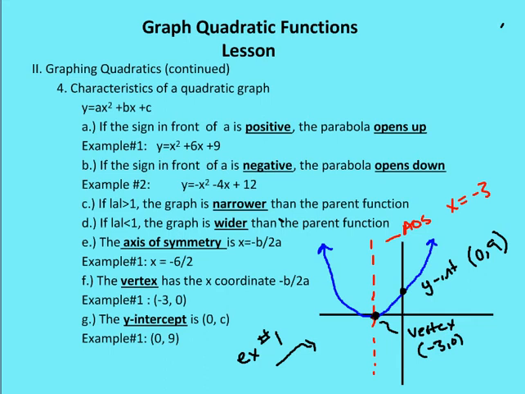And this is very similar to the absolute value functions. If the absolute value of a is greater than 1, then the graph is going to be narrower.